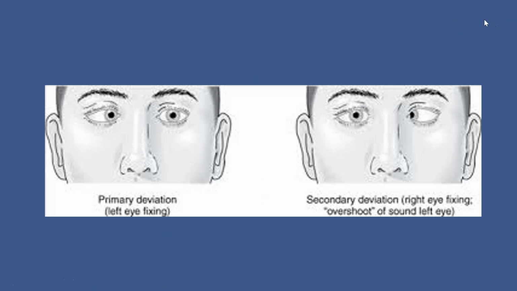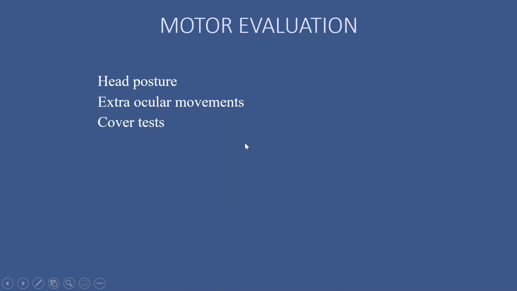Okay, so then we'll proceed. Basically the examination of squint is divided into two parts: the evaluation of the sensory adaptations and the motor adaptations. In the motor evaluation, we're going to look at three things first. One is the head posture, the other is the extraocular movements, and then the cover tests.